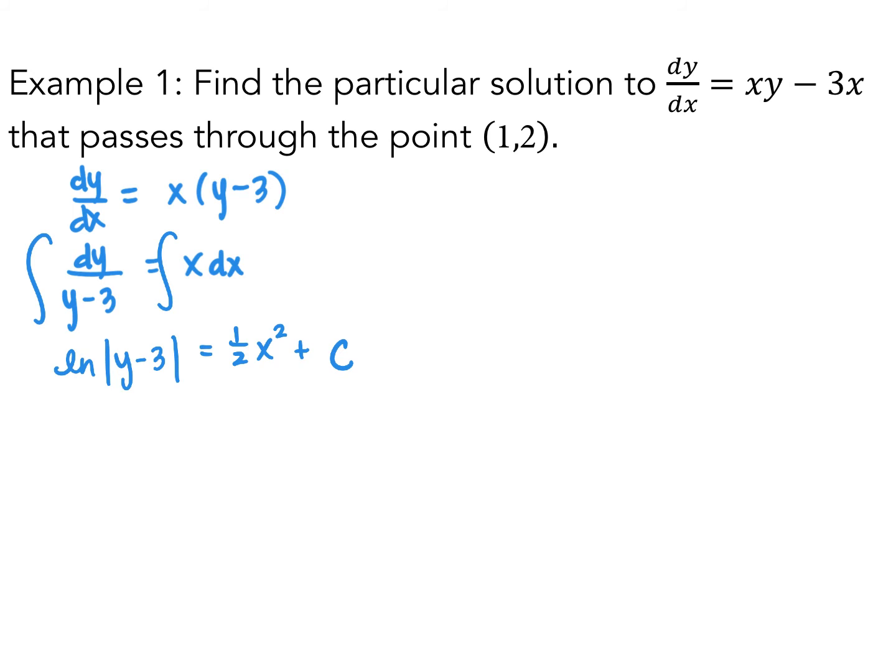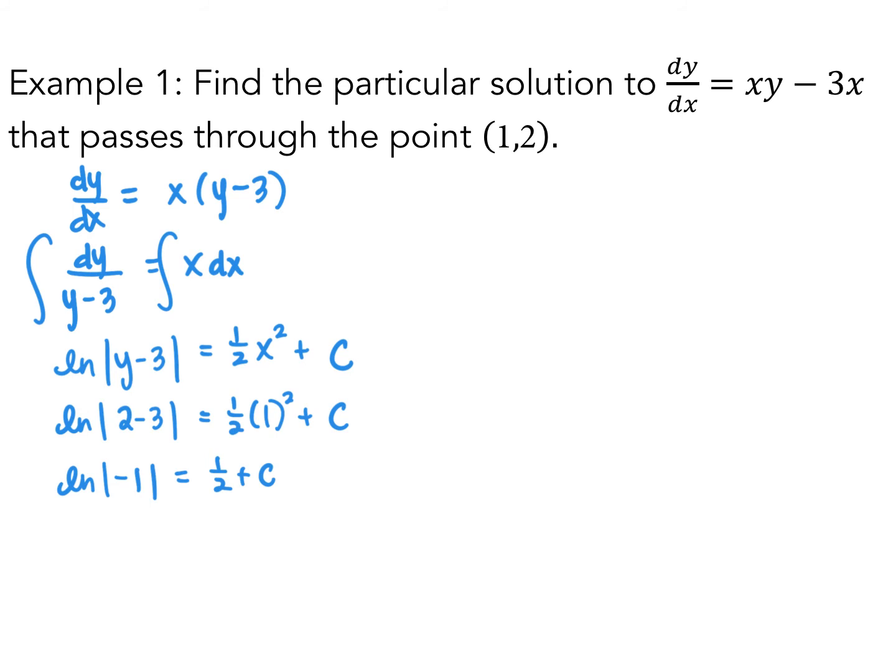Now we're going to substitute and we're going to find our value for c. So we'll have the natural log of the absolute value of 2 minus 3. So you can see why the absolute values are important, because we're going to end up with a negative value there. And then 1/2 times 1 squared. So we end up with the natural log of the absolute value of -1 equals 1/2 plus c. Now the absolute value of -1 is +1.